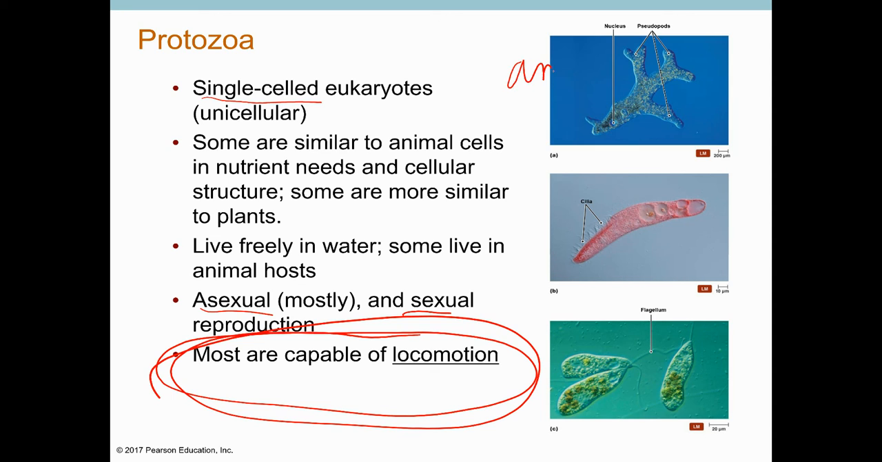Locomotion means movement. Some of them have flagella, cilia, and some of them crawl. This amoeba at the top here has a way of moving that involves a flowing of the cytoplasm, and it crawls through the environment. One of the interesting things about the protozoans is the different ways in which they are able to move. We say that they are motile. That's the word we use. It refers to the movement. So protozoans, most of them are motile.